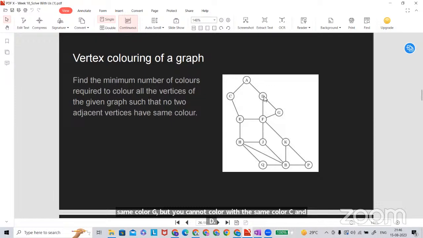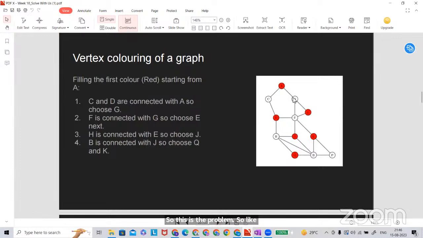And what is going to be the number of colors? That is, how many colors are going to be required to color the graph. So this is the problem. Here in vertex coloring, if we color A with red, we can color E, we can color G. Sorry, we cannot color F red. Why? Because E is already colored. If we colored E with red, we cannot color F red because there is an edge.